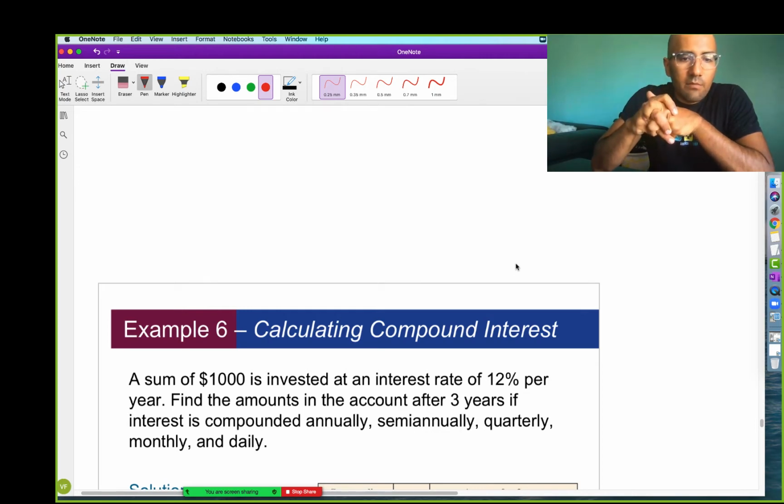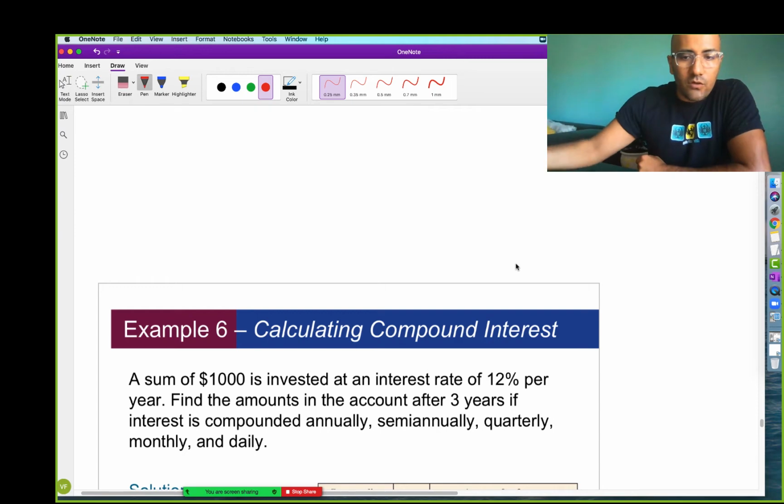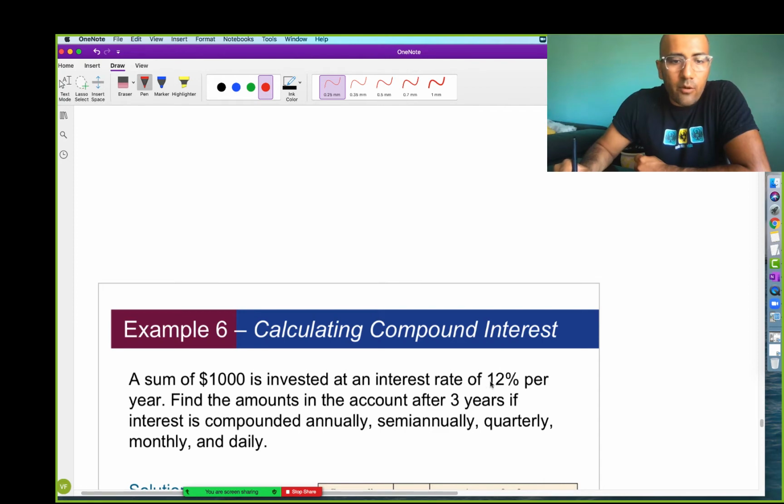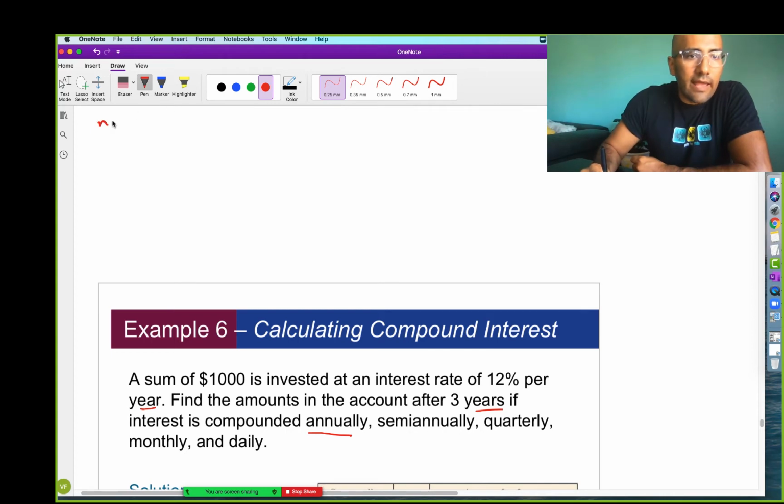Okay, so a sum of $1,000 invested at an interest rate of 12% per year. Find the amount in the account after 3 years if the interest is compounded annually, semi-annually, quarterly, monthly, and daily. Okay, so the rate and the length of time invested are presented both in years, so that matches. That's in years, and this is in years, so that first hurdle is already there. The first one is compounded annually, so n equals 1.